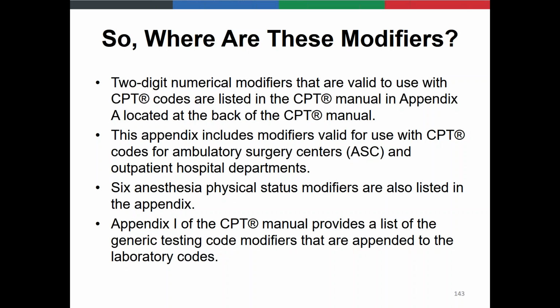So let's go to the index in your CPT code book and take a look at our modifiers. You will find it in Appendix A, the very first appendix. It says modifiers. And you'll see that we have a number of pages of different modifiers.